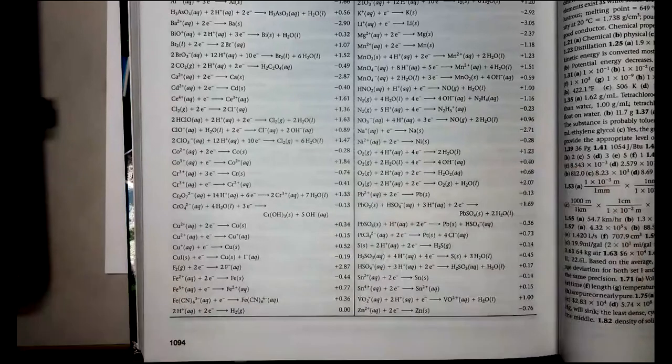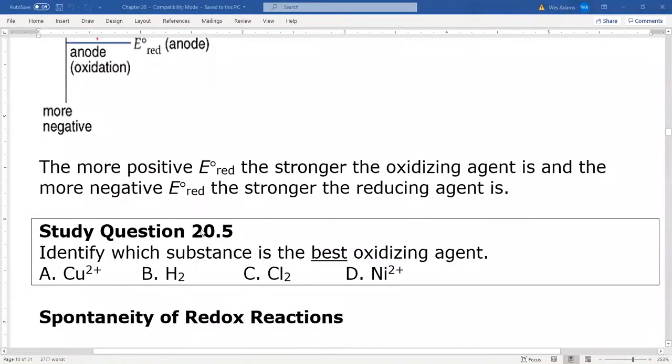And so we can see that, and hydrogen we know is 0, so it's not going to be it anyway, and it's already in its more reduced form. So we can say the chlorine is going to be the most easily reduced, then the copper, and then the nickel, and then the hydrogen's already reduced, so it's sort of a moot point. So going back to the presentation, our answer would be C, and it would be the chlorine.